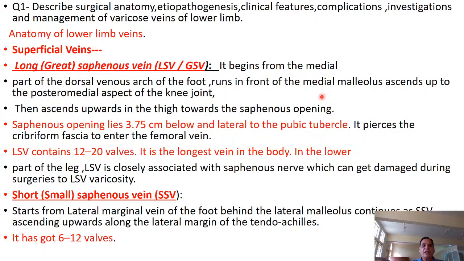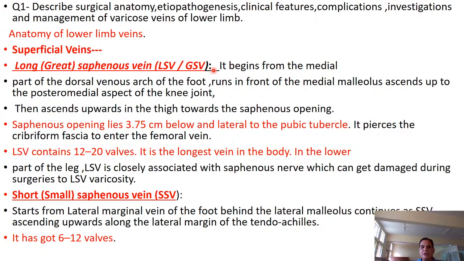For that we have to understand why the varicosities are common in lower limb. And the answer is to draw a line into the anatomical distribution of veins in lower limb. In anatomy, there are basically two types of veins, venous system in the lower leg. First is the superficial veins, more common. Among them, the commonest which we come across is the LSV, that means long or great saphenous vein. We call it LSV or GSV. This is the longest vein of the body.